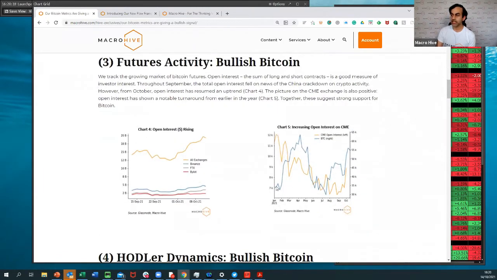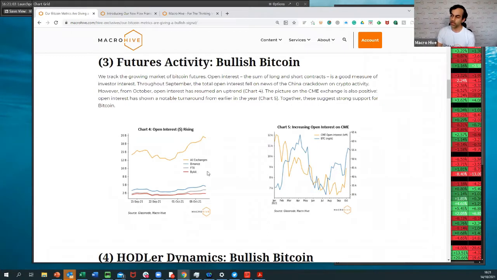Now, the third metric we look at is the activity using Bitcoin futures. There are a number of different ways you can trade Bitcoin futures. There are crypto-specific exchanges that have futures, like Binance, FTX, or Bybit. Then there are the more traditional exchanges like the CME, where you're able to trade futures as well. And what we like to look at here, rather than net positions, which I think are unclear in terms of what they mean, is what's called open interest, which is the sum of long and short contracts. The higher the open interest is, the more exposure investors have in the Bitcoin market, which means that, in my view, there's more bullish sentiment towards Bitcoin.